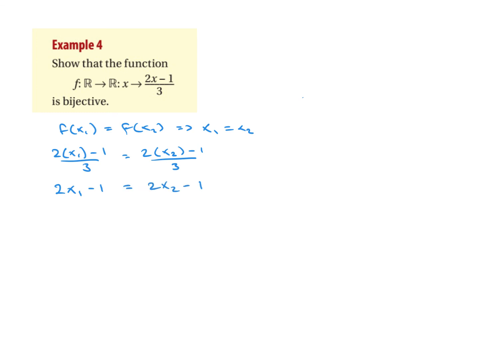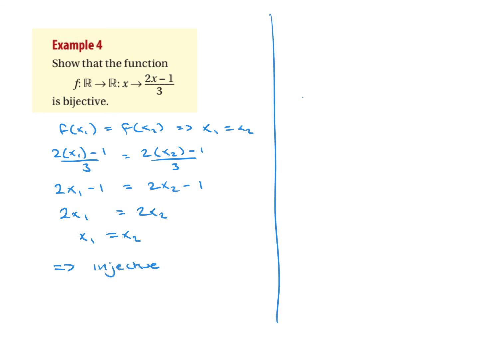All I've done there is multiply everything by 3 to get rid of these 3s at the same time. So I multiply this by 3, and this by 3, and I end up with 2x1 minus 1 on the left is equal to 2x2 minus 1. I'm going to add 1 to both sides, so I get 2x1 is equal to 2x2, and then hopefully you can see I can divide both sides by 2, and I get x1 is equal to x2. So that implies that this is an injective function. So there's a good start.